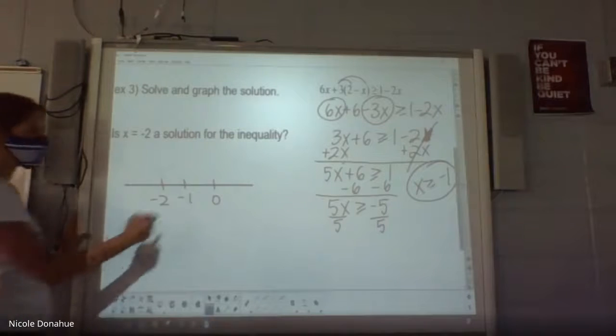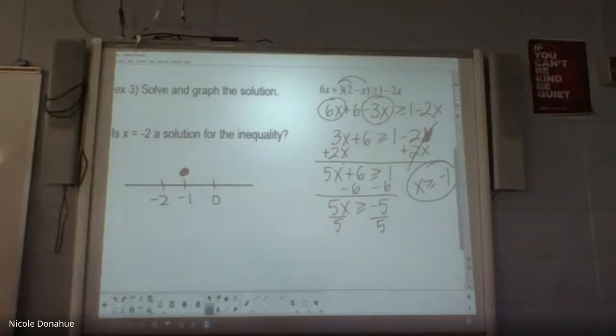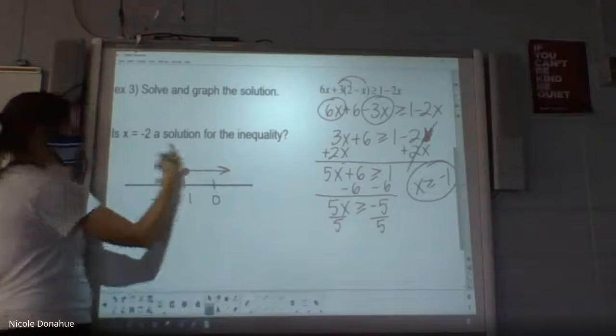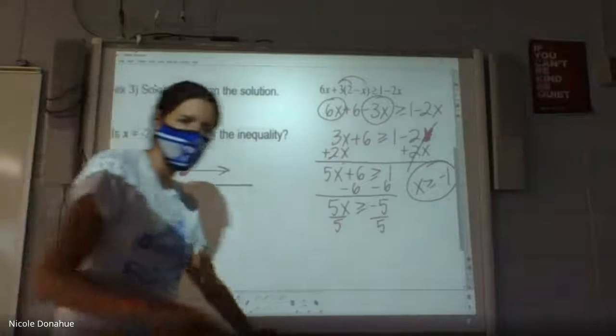So we fill in the circle. X is what compared to -1? Greater. And so they asked us the question, is -2 a solution for this inequality? Does it work? No, it would not, because it's over on the side that's not part of the solution.